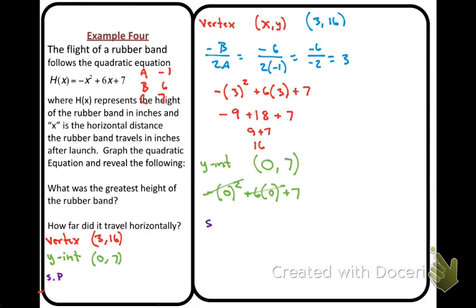So for strategic point, I'm going to plug in 1, and let's see what we get. So we have negative times 1 squared plus 6 times 1 plus 7. 1 squared is 1 times negative 1 is negative 1 plus 6 plus 7. Negative 1 plus 6 is 5 plus 7. That gives me 12. So my strategic point is at 1, comma 12.